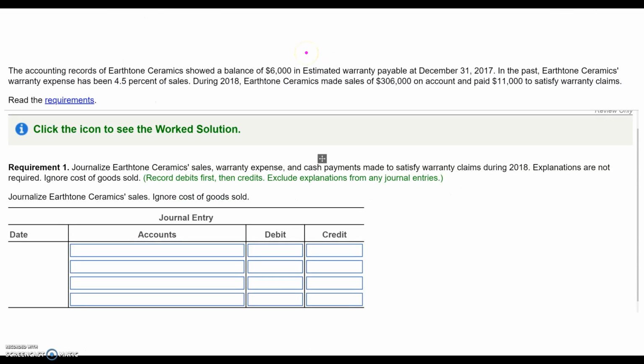Okay, so this question basically says we have an estimated warranty payable balance. This is the liability account on December 31st, 2015 of $6,000. And our experience is 4.5% of sales turn into warranty claims. So we made sales in 2018 of $306 and paid $11,000 to satisfy the warranty claims. So the requirements are: record the sales, warranty expense, and cash payments made to satisfy warranty claims during 2018.